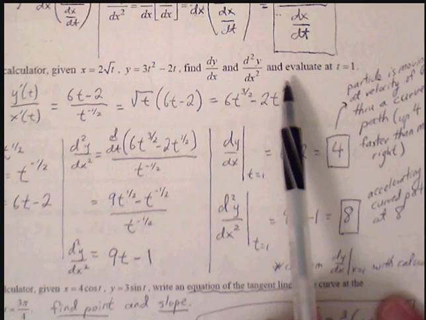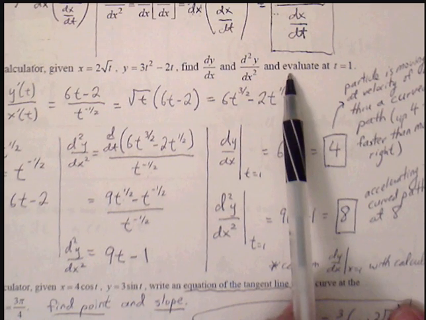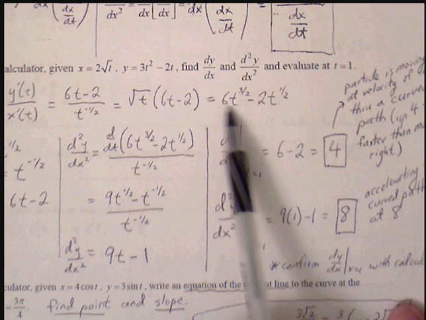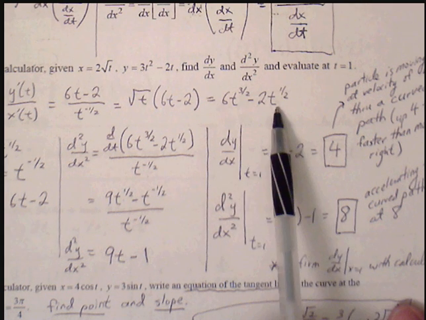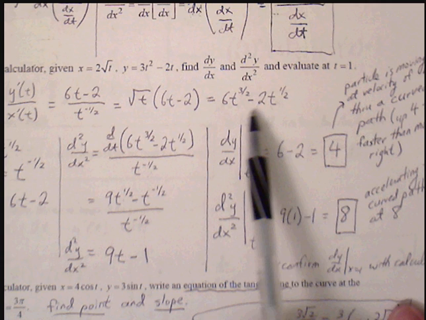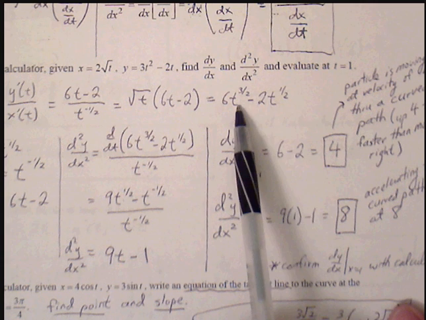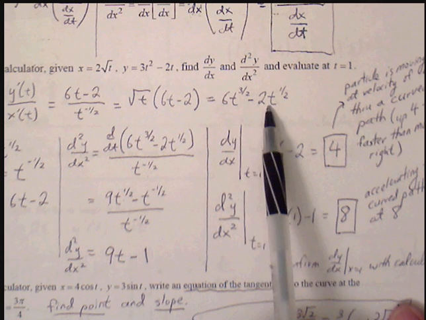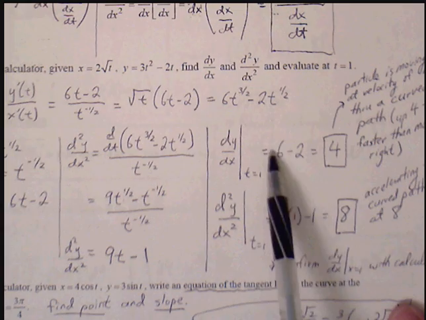And finally, we need to evaluate both these derivatives at t equals 1. So here's my dy/dx. I'm going to evaluate this at 1, replacing t with 1. So this is 1 to the 3/2, which is 1. 1 to the 1/2 is 1. So 6 minus 2 will give me 4.